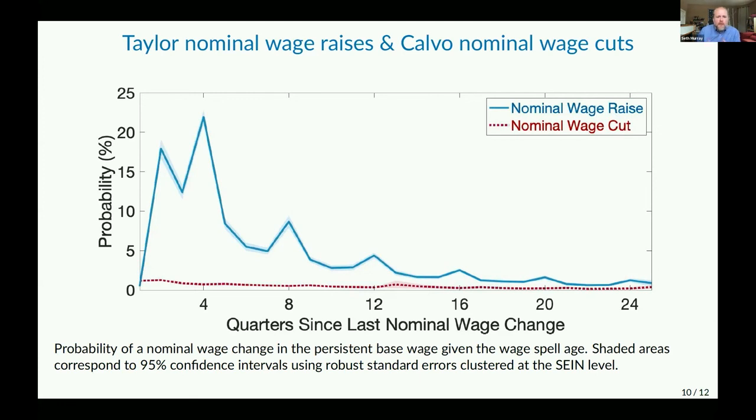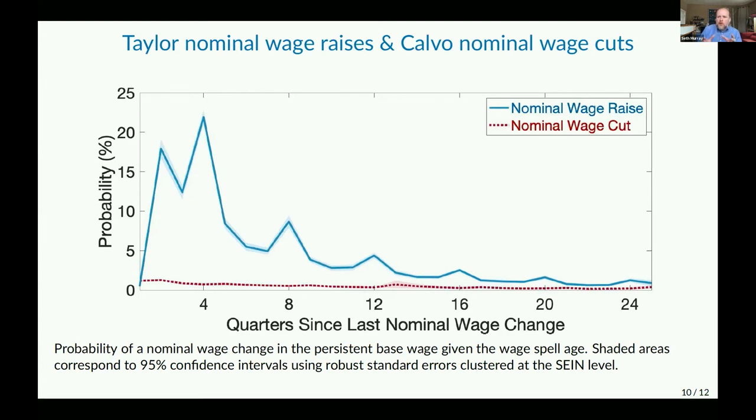I'm plotting two different series here. The blue line shows the probability that a nominal raise occurs. The red dashed line shows the probability that a nominal cut occurs. There are two features that I want to focus on here. First, the blue solid line for nominal raises shows strong evidence of a Taylor-style annual staggering of raises, where the probability that a worker receives a raise spikes every 4-quarter anniversary after their last wage change. And you can see this at 4 quarters, at 8 quarters, at 12 quarters, and so on and so forth. When you look, however, at the red dashed line for nominal cuts, there's no similar tendency to spike at any particular frequency.